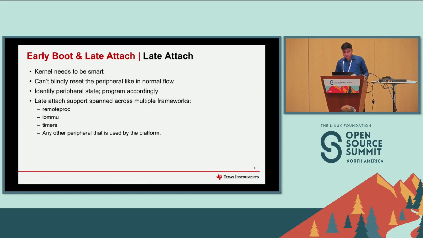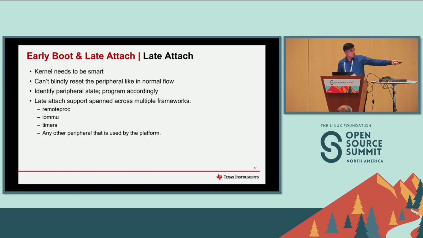Now comes the late attach. This is the bit complex part. Here your kernel needs to be smart. Your bootloader can do whatever it wants, just set the rproc to any random state. But your kernel needs to be smart and identify. It cannot just blindly reset the peripheral like in a normal flow. So it needs to identify the correct peripheral state and program it accordingly. If it's already booted, identify that and don't reset the peripheral. Attach gracefully into it, basically.